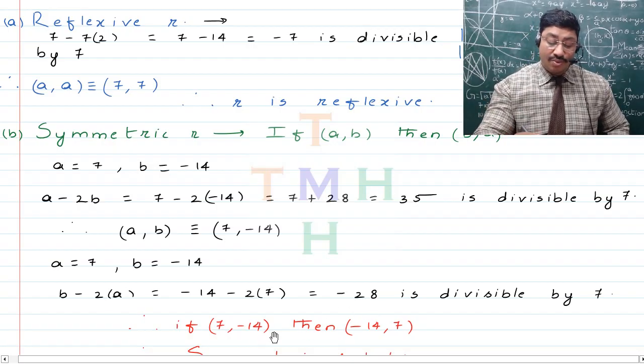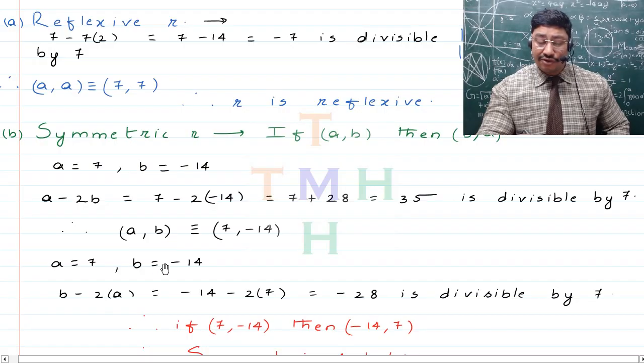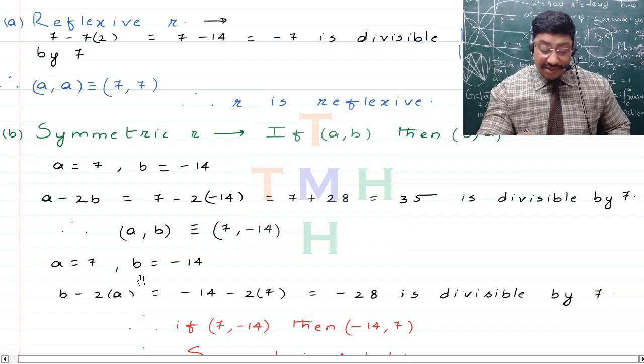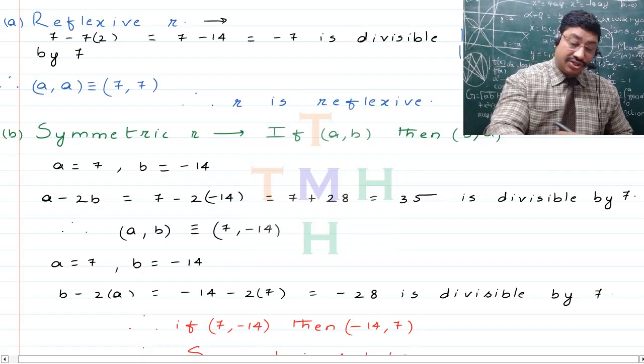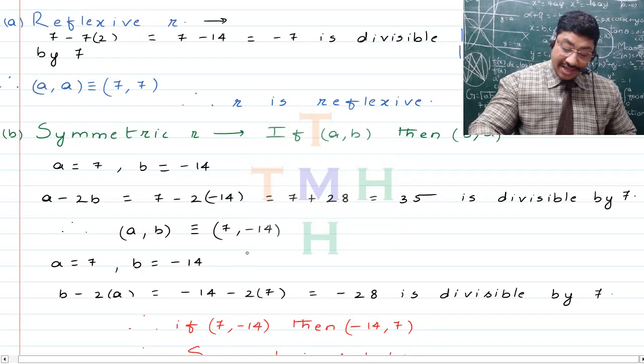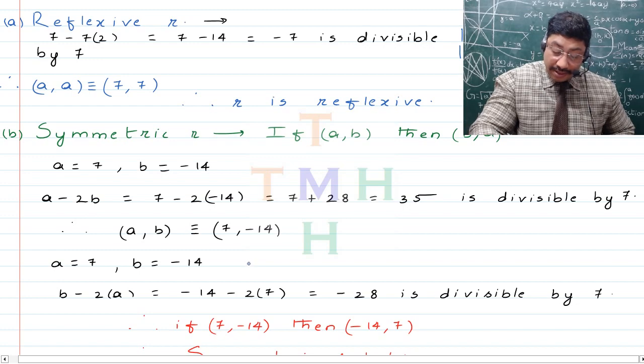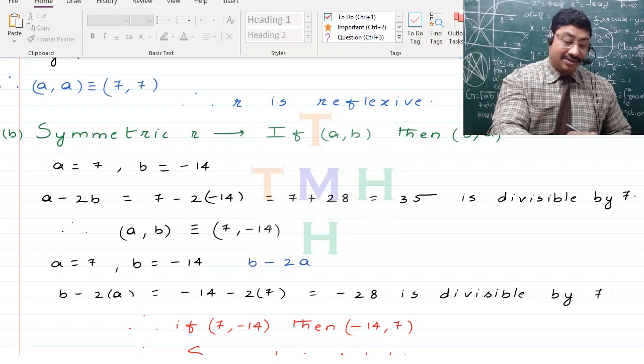I said that earlier we did a comma b. Now we've got to try and check for b comma a. As such, whatever will be the value of b will now become the value of a, and what the value of a is going to become the value of b, right? Because we're trying to check for b comma a. So actually we've got to check for b minus 2a, and that is why we've done this, right?